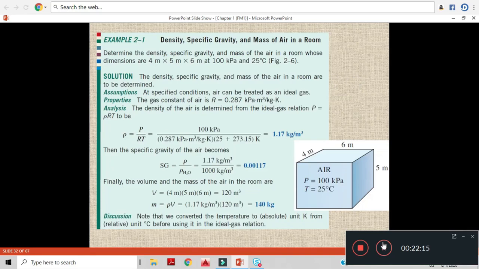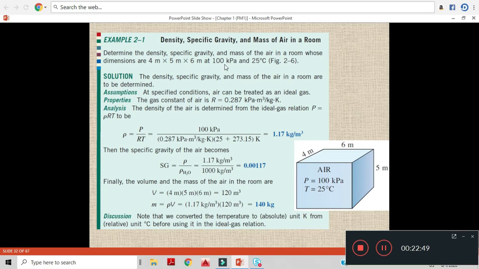Now move on to the problem. So there is an example 2.1. What we have to do: determine the density, specific gravity and mass of the air in a room whose dimensions are 4 meter by 4 meter by 6 meter at 100 kilopascal and 25 degrees centigrade, as mentioned in the sketch. So 100 kilopascal is basically 1 bar, the atmospheric pressure.